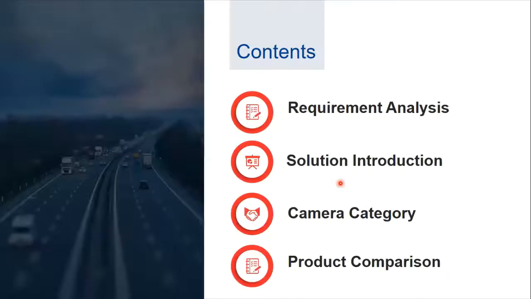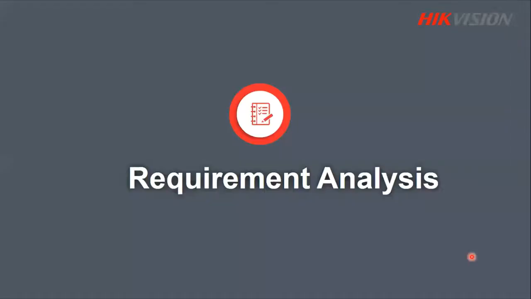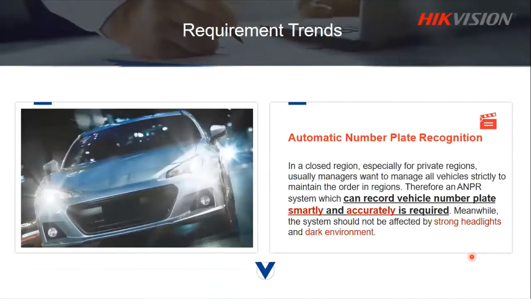All right. So there's a couple of things that we need to look out for, things to identify when we're going to need it on a site and so forth. Solution introduction, camera categories. We've got a few different cameras there that can do the job, it just depends on where and what you want to use it for. And then we're also going to compare a few products there. All right, first of all, the requirement analysis.